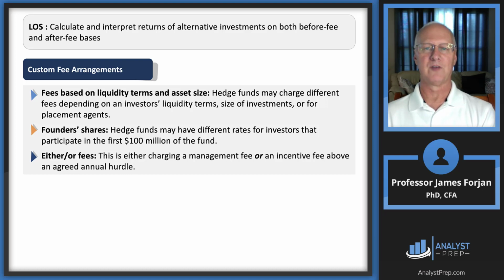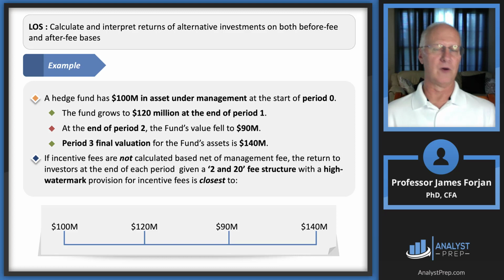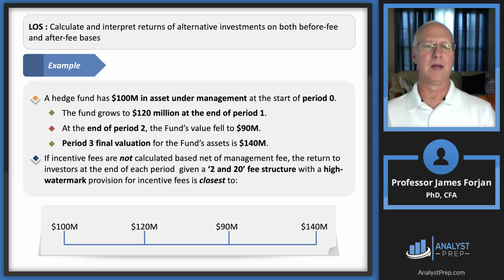Founder shares, this is probably important. Different rates of return for the first 100 million. And then there's an either/or fee. And so we can either do a management fee or an incentive fee. And of course, once again, when we do the incentive fee, we have to worry about the hurdle rate. So let's go ahead and get out our calculators. And I'm not even sure you need your calculators here, but this LOS does ask us to calculate. All right, so you ready?